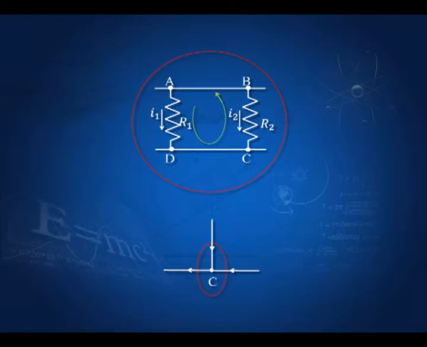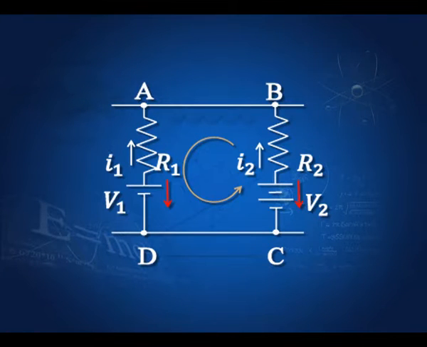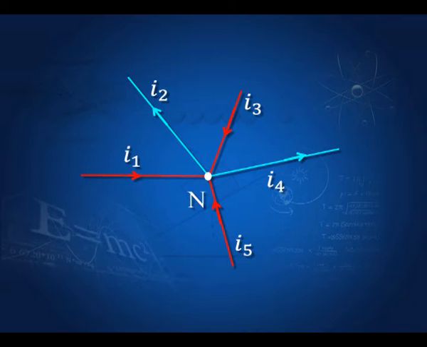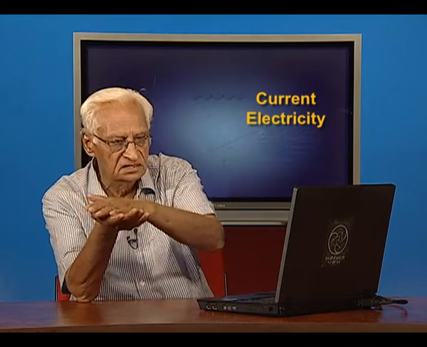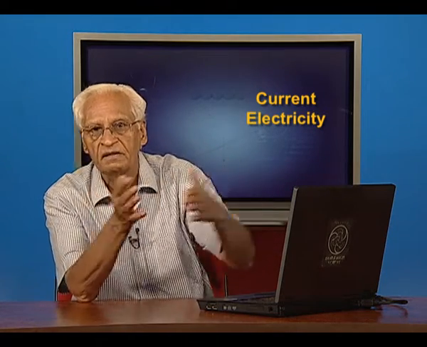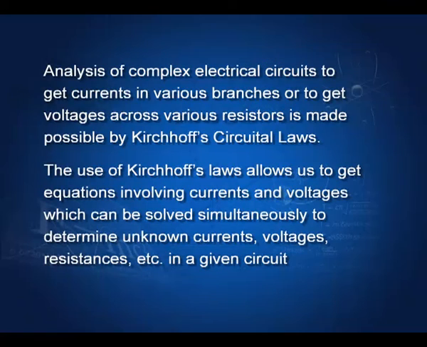and therefore, its capacity increases. Now, if we have a complicated circuit, say like this or like this or like this, how do we find the currents in the various arms or the potential differences across various resistances or the terminals of the battery? How do we do that? This is done with the help of Kirchhoff's circuital laws or simply Kirchhoff's laws.